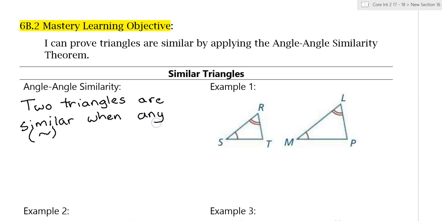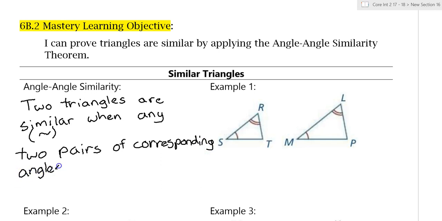any two pairs of corresponding angles are congruent. Remember, that's your congruent mark.